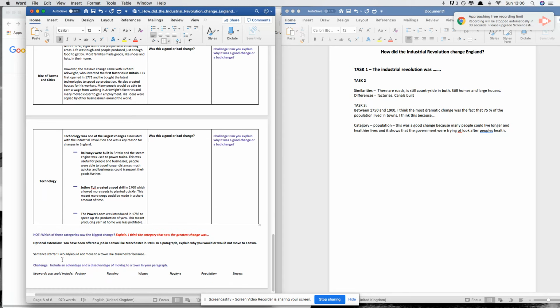And then your final, the hot task, is which category, so which one of these on the left-hand side do you think saw the biggest change? You can write and complete that sentence. And then finally, you have an optional extension, which is that you've been offered a job in Manchester in 1900. Can you write a paragraph about why you would or would not move to a town? And you've got some words that you might want to include into that.